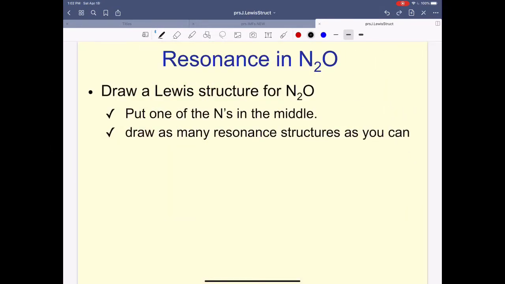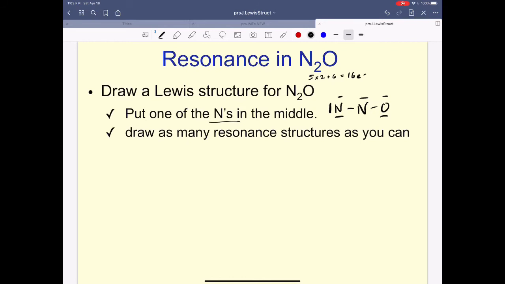Dinitrogen monoxide, N2O. 5 times 2 plus 6, that'll be 16 electrons. You're asked to put a nitrogen in the middle, an oxygen on one side, and a nitrogen on the other side. 2, 3, 4, 5, 6, 7, 8. And so then you'll notice that, of course, both the oxygen on the right and the nitrogen in the middle do not have an octet. That means we're going to need to draw some multiple bonds.